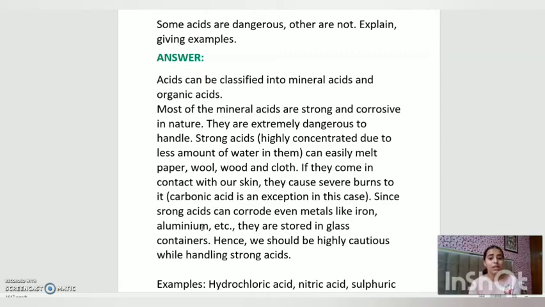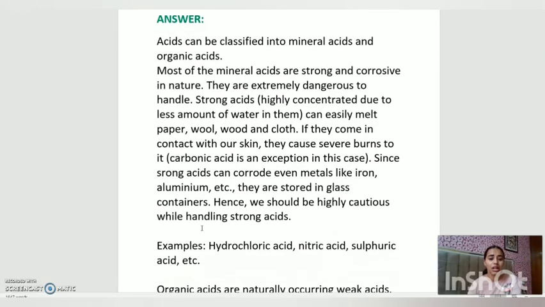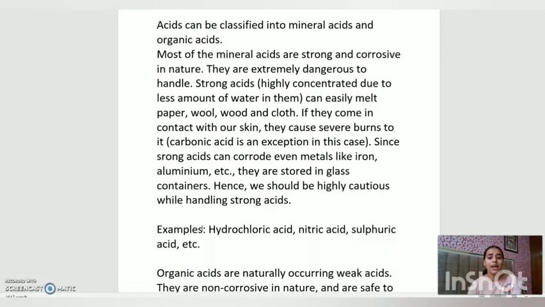Strong acids can easily melt paper, wood, wool and cloth, and if they come in contact with the skin, they can even cause severe burns, students. Since strong acids can corrode even metals like iron, aluminum, etc., they are stored in glass containers. Hence, we should be highly cautious while handling strong acids.